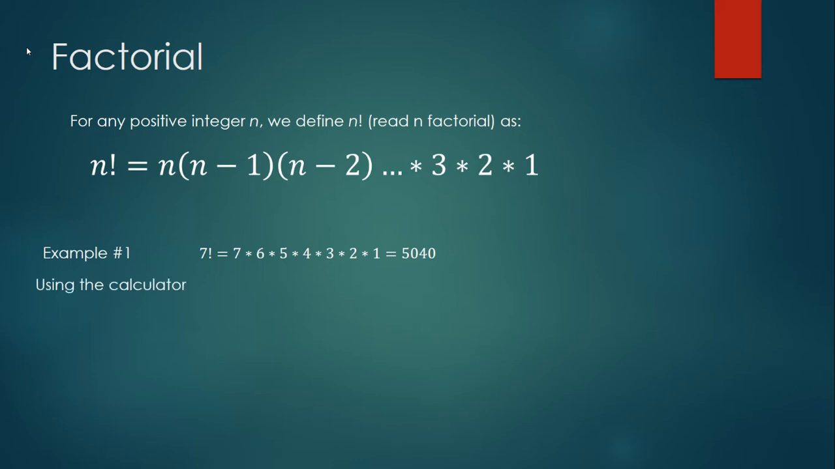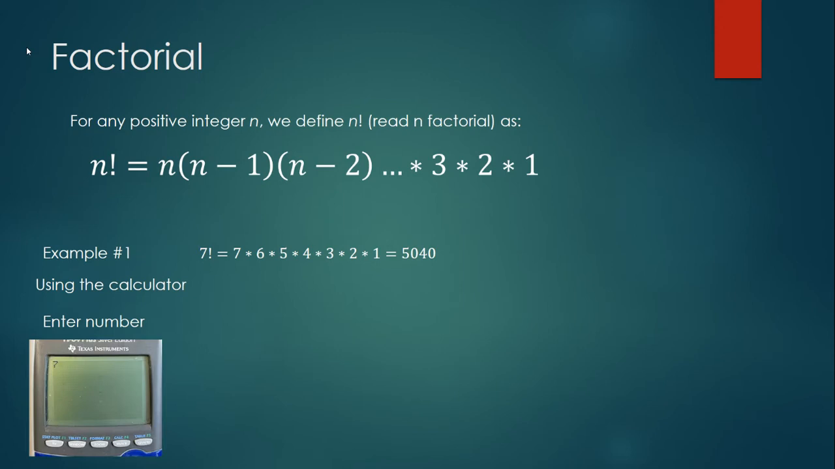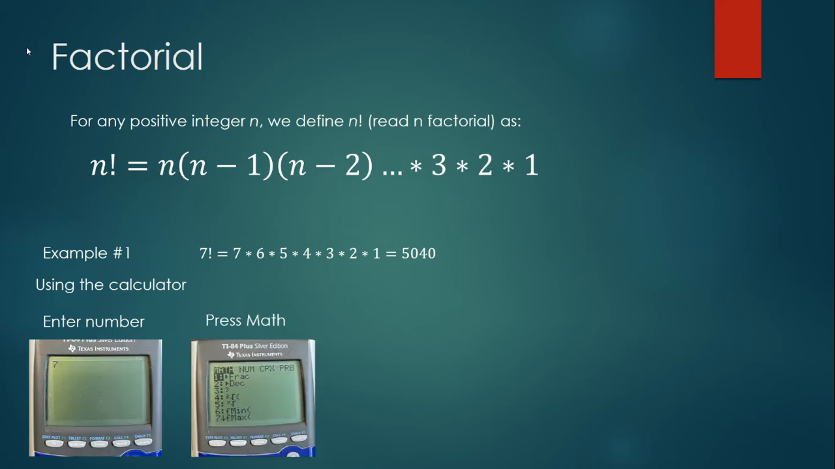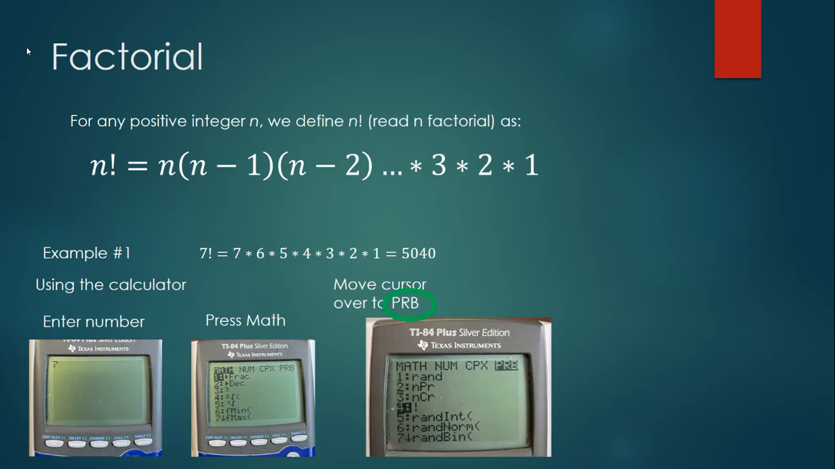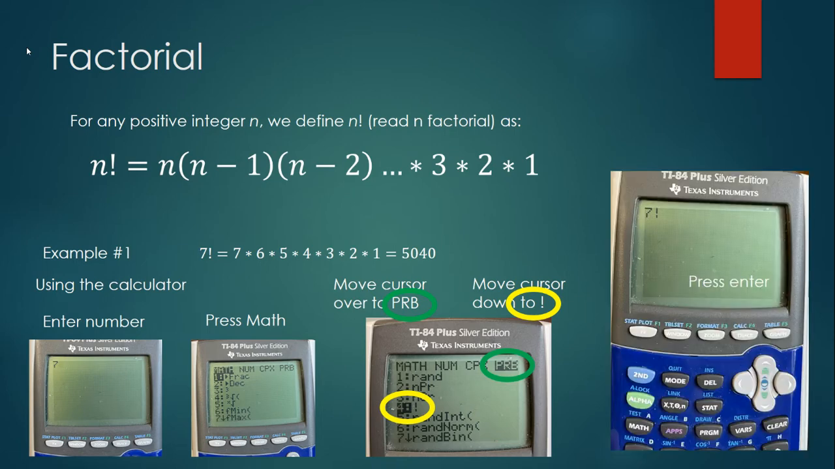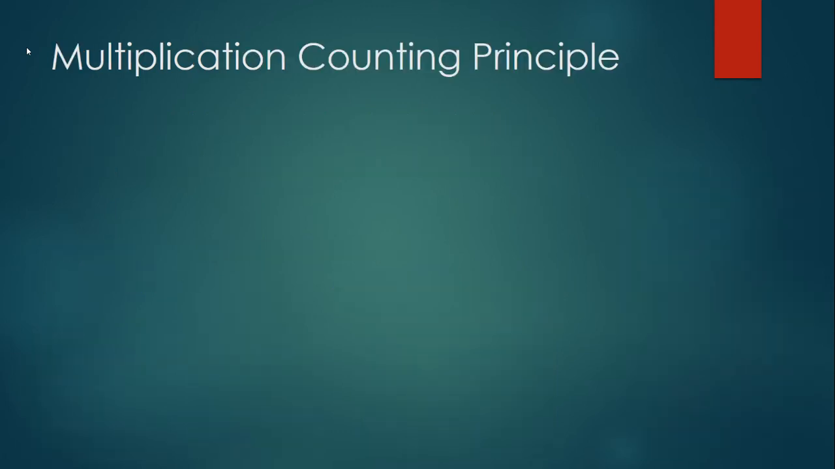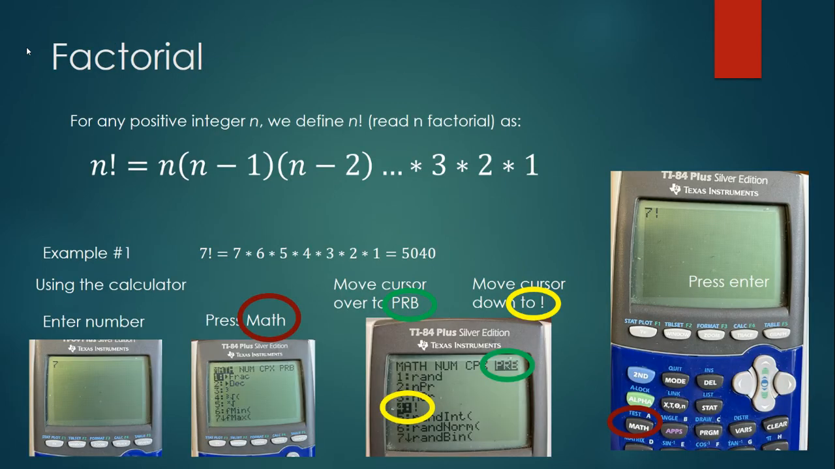Now we can do this in the calculator. So the first thing we're going to do is enter the number. So I'm going to enter 7, and then I'm going to press the math key, and this screen will come up, and I'm going to move it over to where it says probability. You see right there I have that highlighted, and then I'm going to move the cursor down to the factorial button. It looks like an exclamation mark, and then we're going to press enter. The 7 factorial. Oh, sorry. Oops. Just in case you didn't see where the math key was, right here when I said press math, this is where the math key is located on your calculator. It's right under the alpha key.